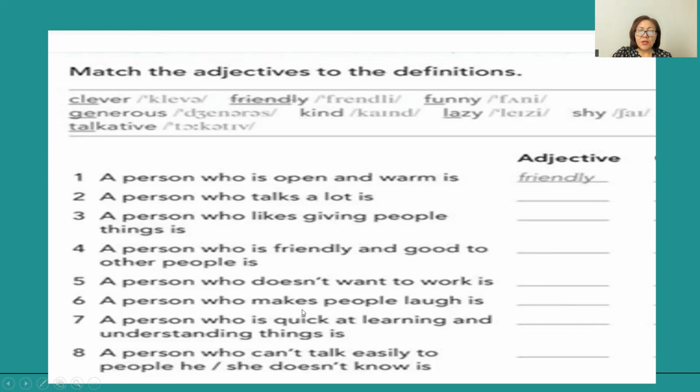A person who is quick at learning and understanding things is, what do you think? Clever, of course, clever person. A person who can't talk easily to people he or she doesn't know is, yes, we call this kind of person shy. We can say he is shy or she's very shy.